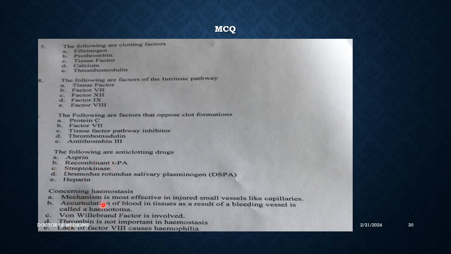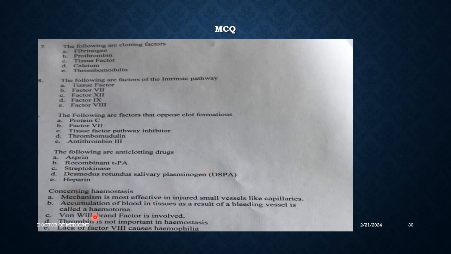So concerning hemostasis, the mechanism is most effective in injured small vessels like capillaries. Okay, so this is true. If you injure major blood vessels like an artery, hemostasis will not be functional in preventing the oozing out of blood. So you need surgery in that case. So this is where vascular surgeries come into play. Hemostasis is only good for small blood vessels like capillaries and arterioles.